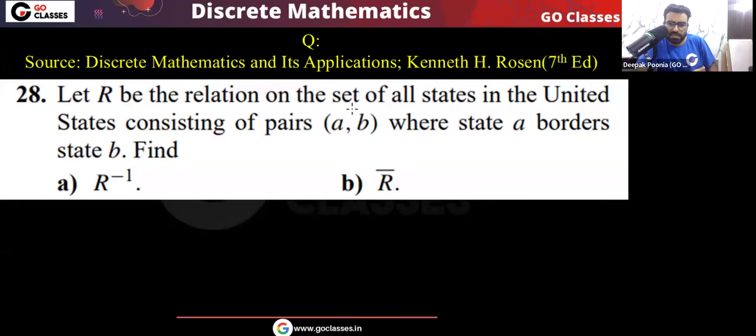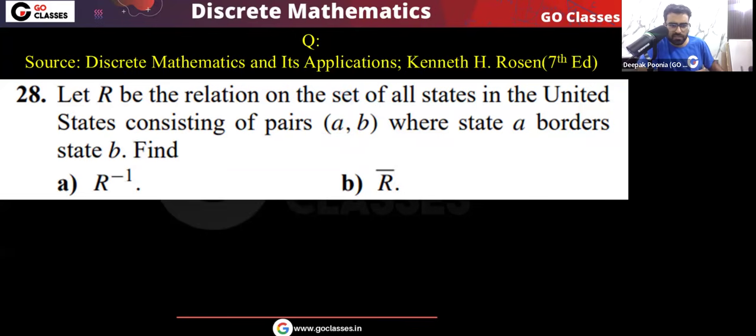So the base set is the set of all states in the United States. I think 50, 52, something. Now, you can see this relation R consists of pairs A comma B. In this relation R, we have ordered pairs A comma B such that A borders state B. Okay, means state A borders with state B.